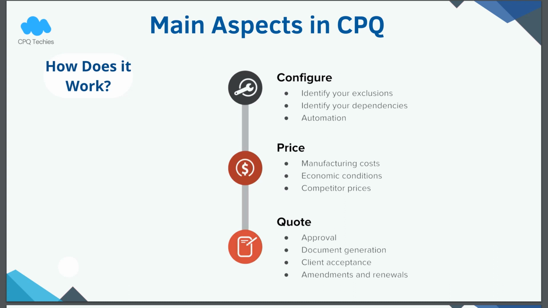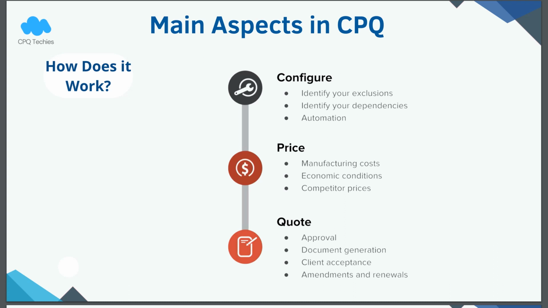We need to define what the main aspects of CPQ are and what the customer is looking for. Okay, what CPQ is providing and what the customer is asking for. On the Salesforce CPQ side, we all know that we have configured, implemented and executed a lot of projects only in those three aspects. Okay, that is configure, price and quote, right? So how does it work?